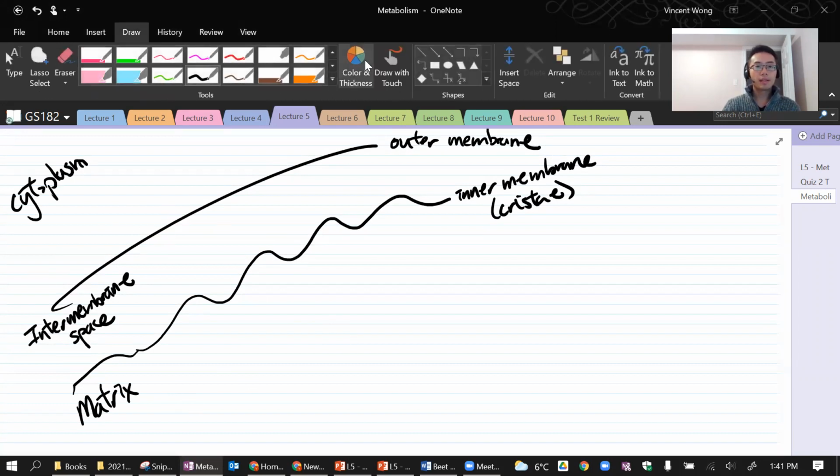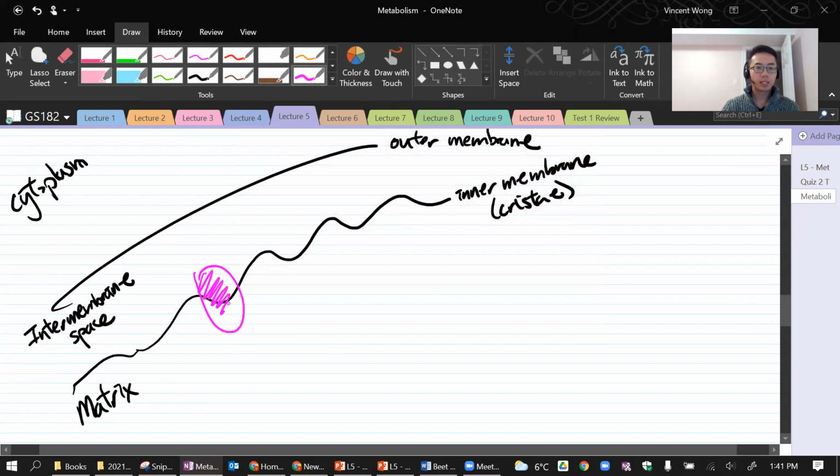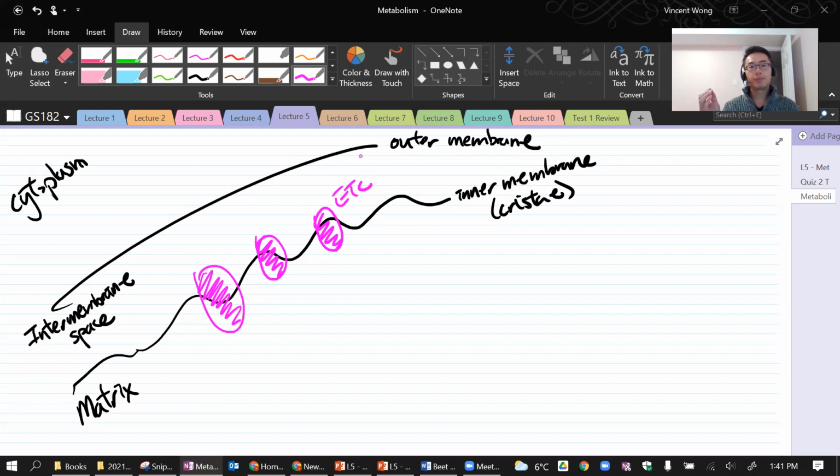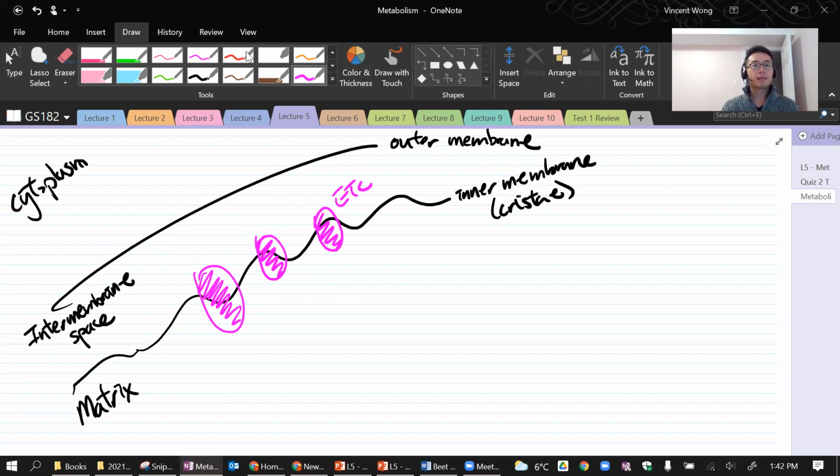Now, embedded within the cristae is going to be a bunch of membrane proteins. So you can have a membrane protein here, a membrane protein here, a membrane protein here. These membrane proteins form the electron transport chain. So the electron transport chain is nothing more than a bunch of membrane proteins close together that form a chain. Their job is to transport electrons. That's why they're called the electron transport chain.